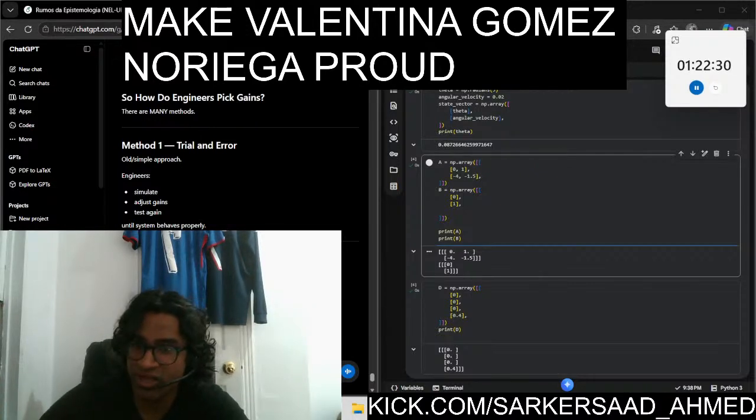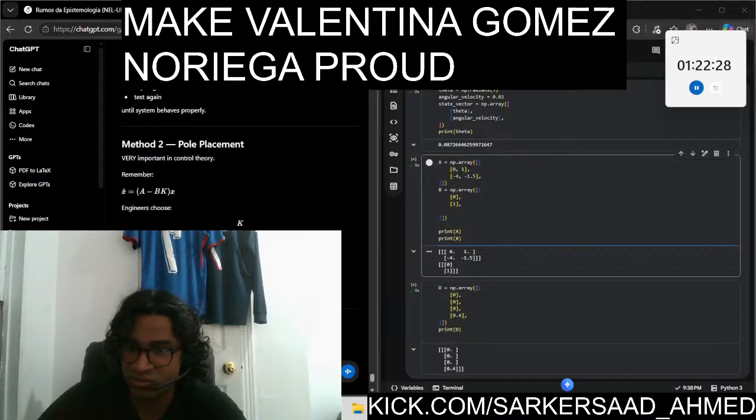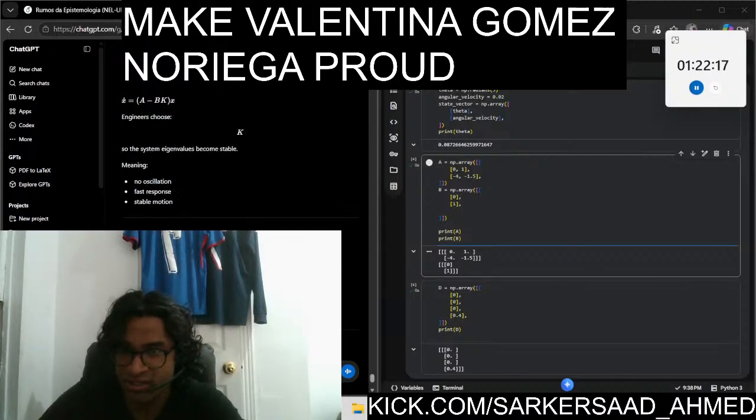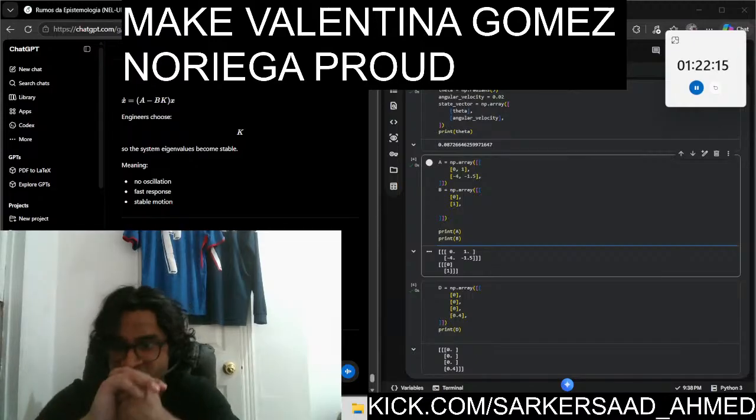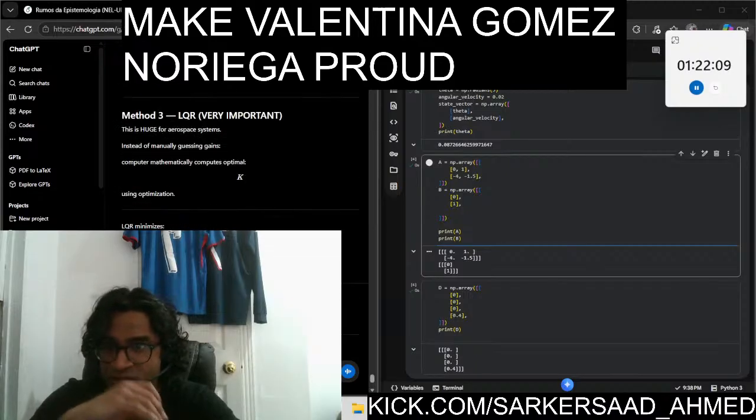x dot is equal to A minus BK of x. So engineers choose k so the system eigenvalues become stable, meaning no oscillation, fast response, stable motion. And then LQR, this is huge for aerospace systems. Instead of manually guessing the gains, the computer will mathematically compute the optimal gains using optimization.